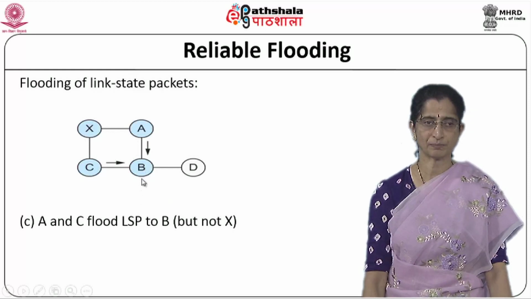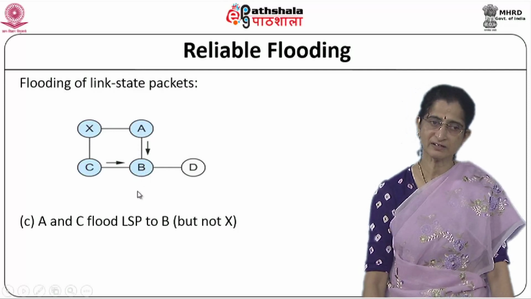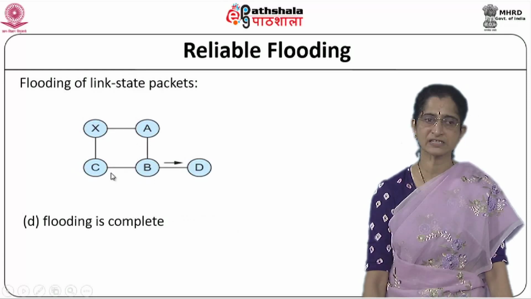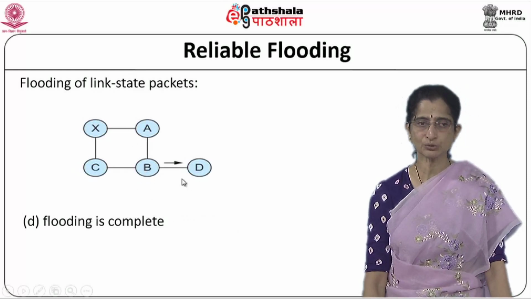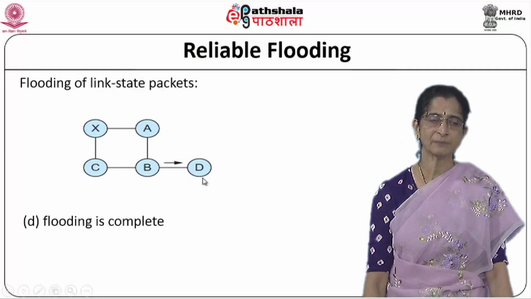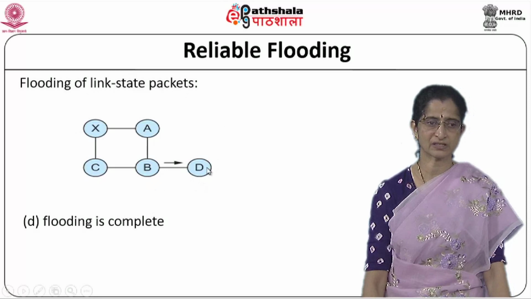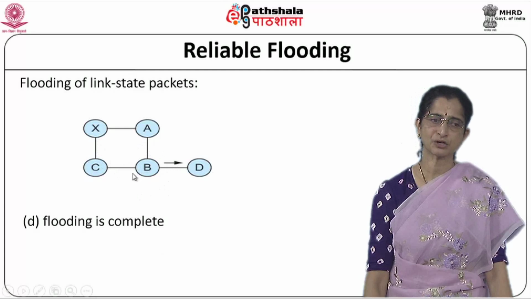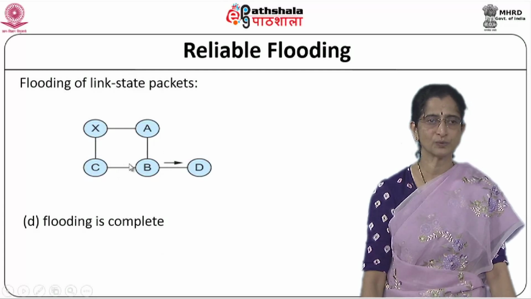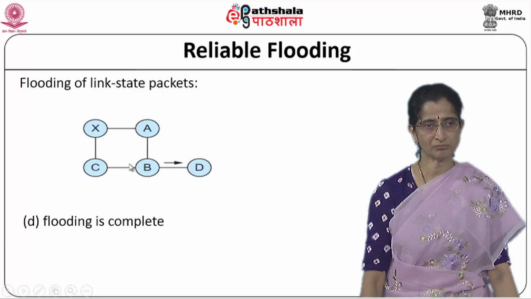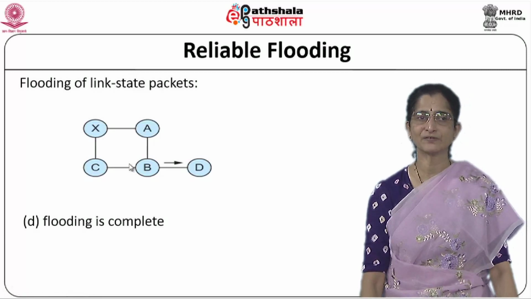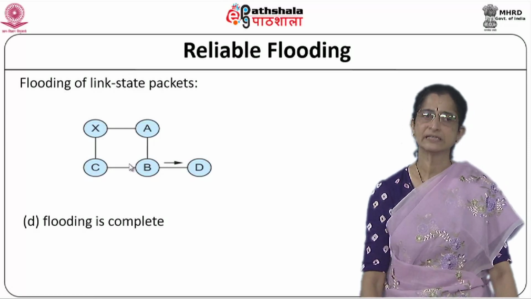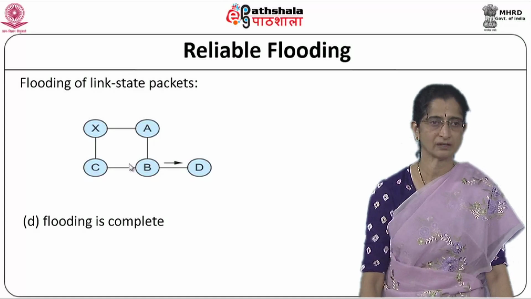Now B actually receives two copies of the same packet. So it keeps one, discards the other, and sends it to D, not to C or A, because it has already received packets from that direction. So it sends it to the node from which it has not received this packet, which is D. Once that is done, for this small network, the flooding is complete. By keeping track of the sequence number and making sure that you don't send packets out on the link through which they came, the flooding will get completed within a reasonable amount of time. That's the idea used here. So reliable flooding is one important aspect of our link state routing algorithm.